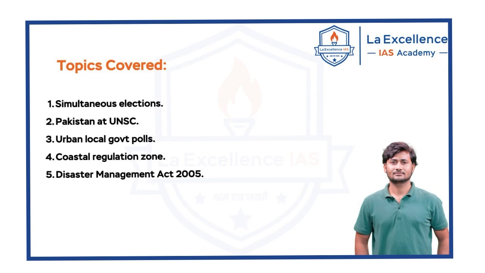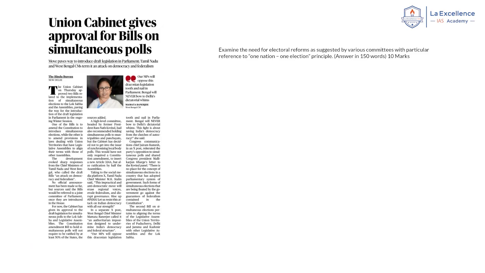Today we are going to cover these topics that appeared in the Hindu newspaper. Now coming to the first article of the day. This article is saying that the Union Cabinet gives approval for bills on simultaneous polls. Now, what is the context of the news?